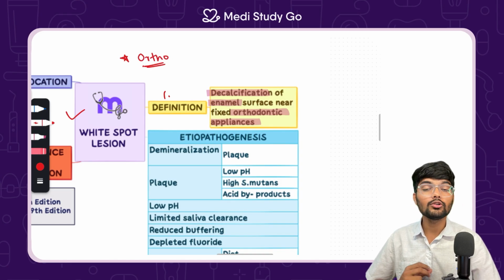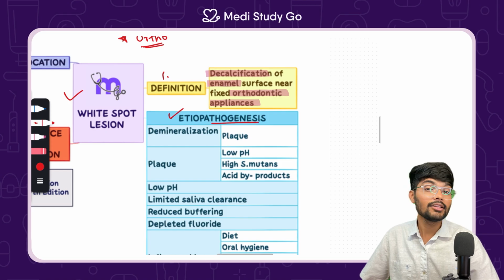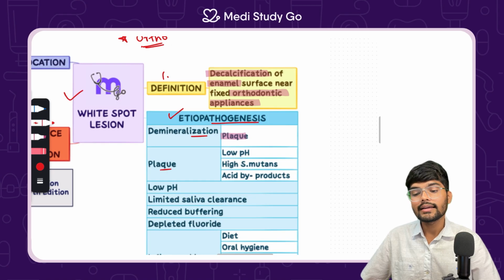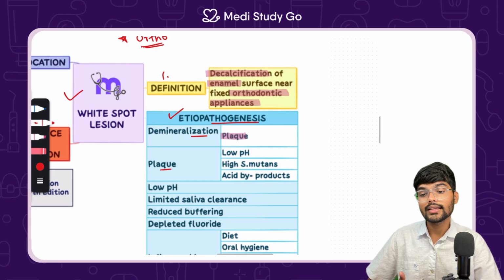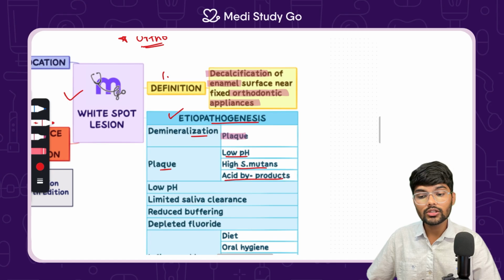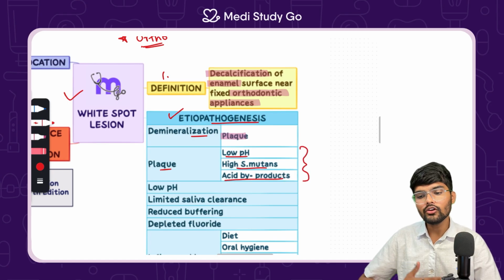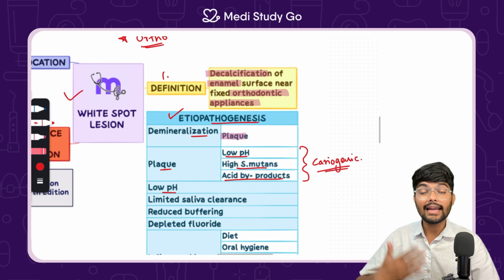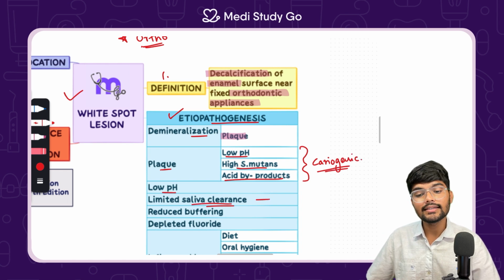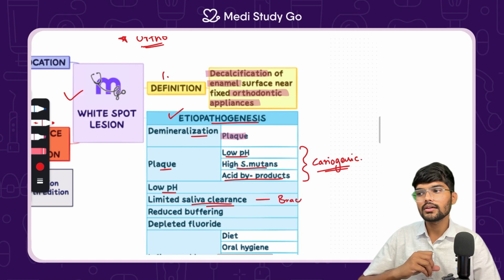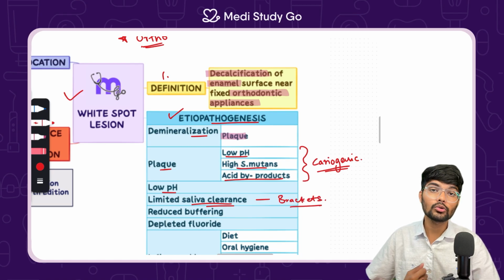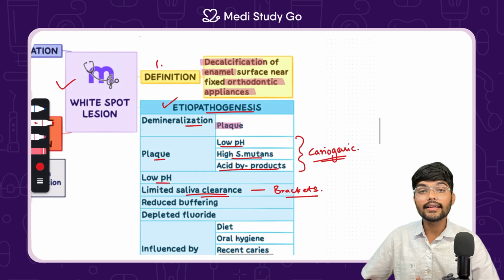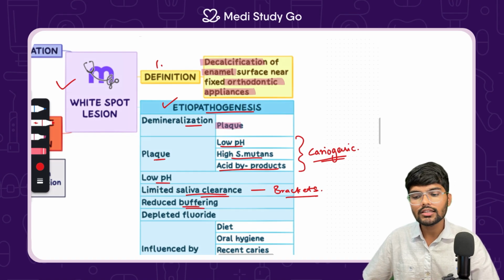Now let us go through the etiopathogenesis. The first is demineralization, which is one of the results of plaque. When we talk about plaque, what comes with it is low pH, high streptococcus mutans, and acid byproducts, which are correlated with one another. Like we've mentioned, low pH and also limited saliva clearance, and this is basically due to the inaccessible areas around the ortho brackets. After that, we get reduced buffering because of the lower salivary action, and depleted fluoride can be one of the reasons.